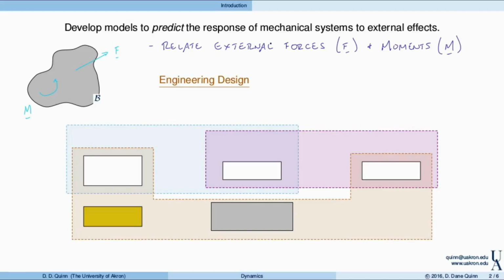So we'd like to relate these external effects acting on the object, which we've defined as B, to the motion of that object. So the position, velocity, and acceleration.